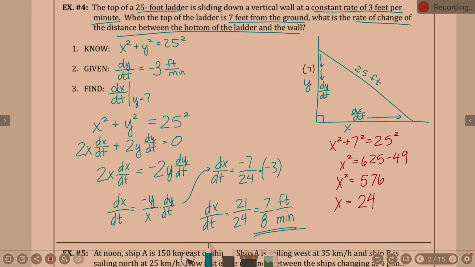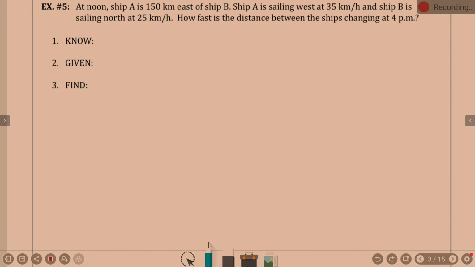Okay? Okay, 5. At noon, ship A is 150 kilometers east of ship B. Ship A is sailing west at 35 kilometers per hour, and ship B is sailing north at 25 kilometers per hour. How fast is the distance between the ships changing at 4 p.m.? Got it?